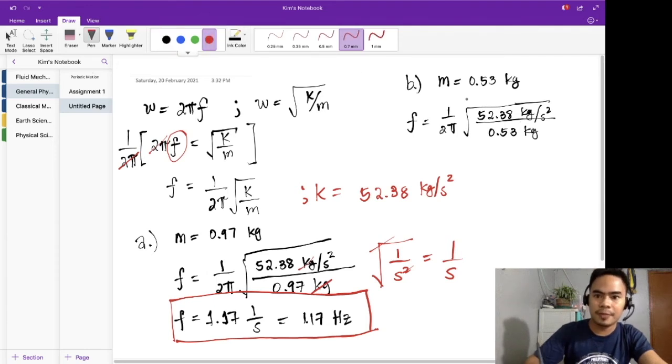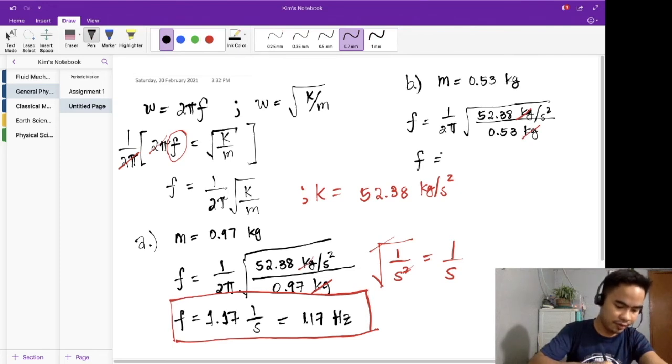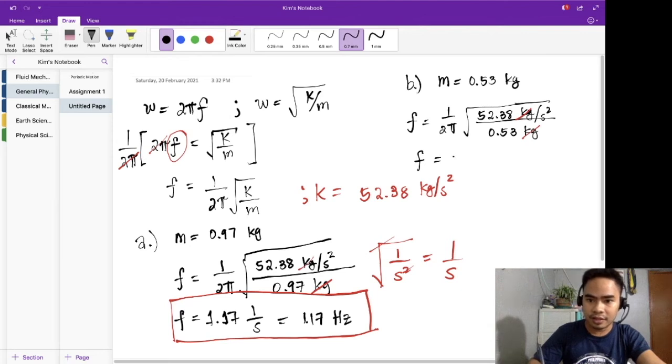So you see, these kilogram units would cancel out. So you are left with, basically, this is the same with A. You just change the mass. Okay, so you have 0.58. Okay, so from the calculator, it displays 1.51. So 1.51 hertz. So this is now the new frequency.